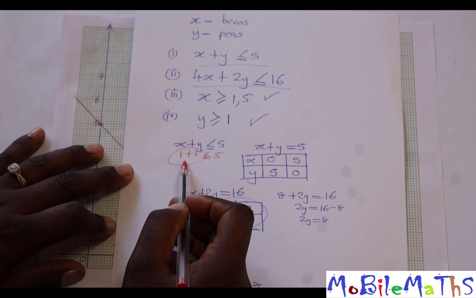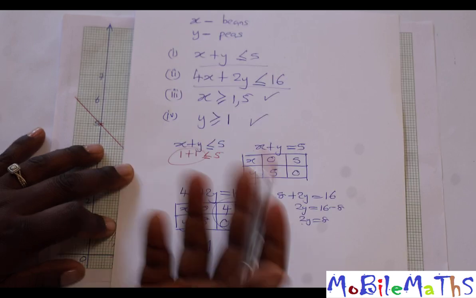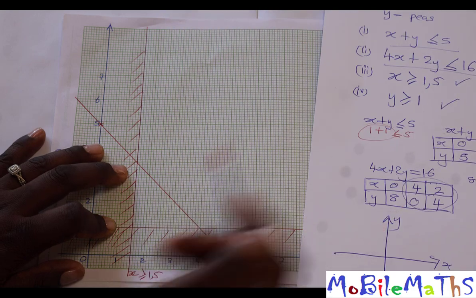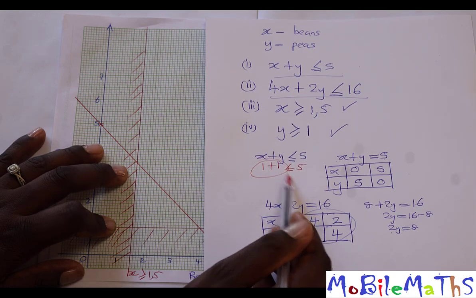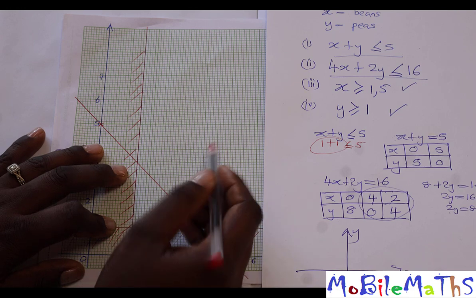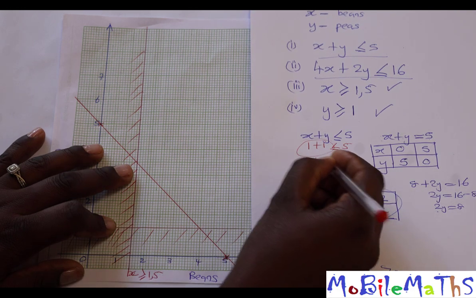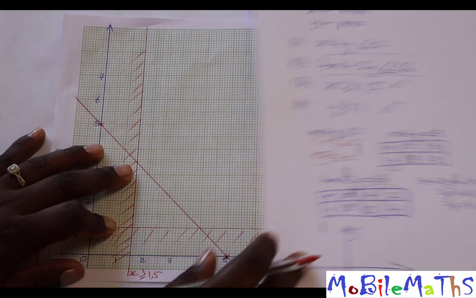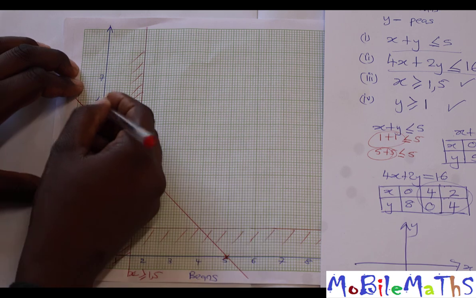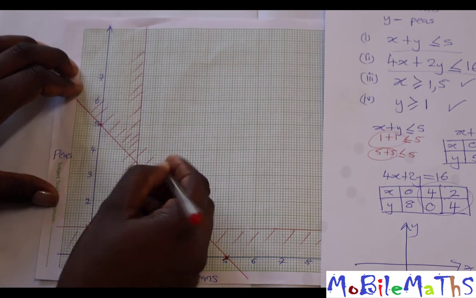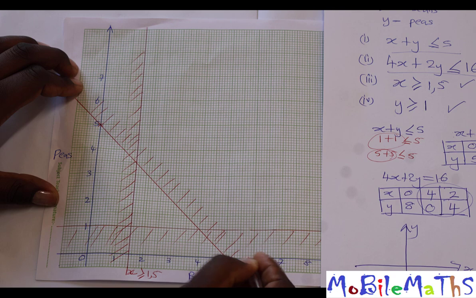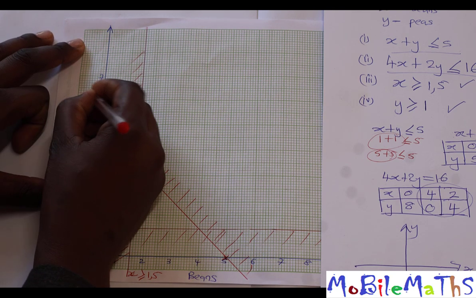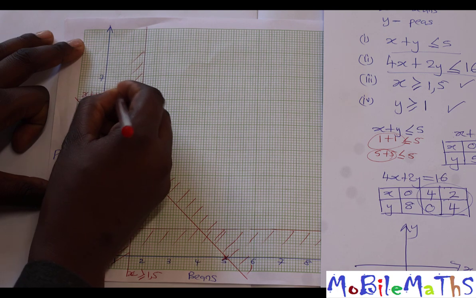If I was going to get a number greater than 5, then it means it's an unwanted region, because it will not satisfy this condition. For example, if I take 5 and 5, 5 plus 5 is not less or equal to 5. It will not satisfy. That's what I'm talking about. So our unwanted region is this region, upper top here, and we can also label our equation: x plus y is less or equal to 5.